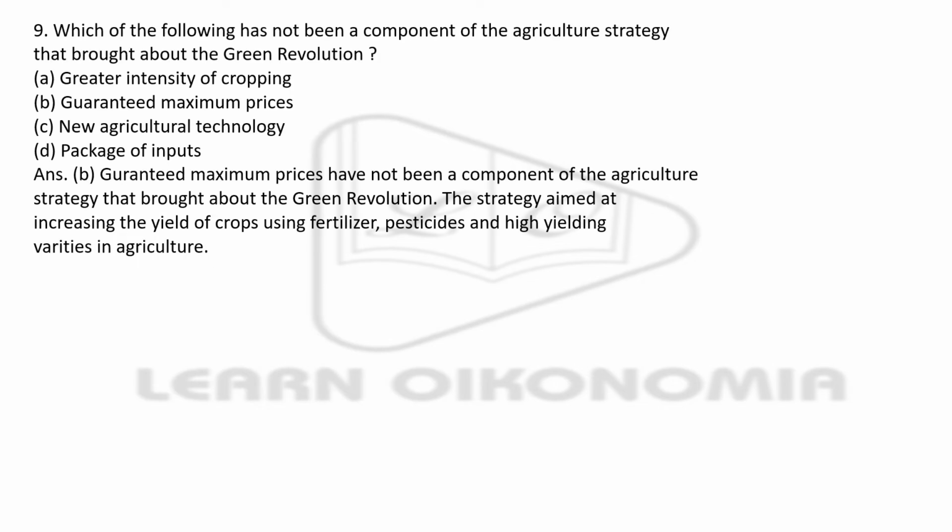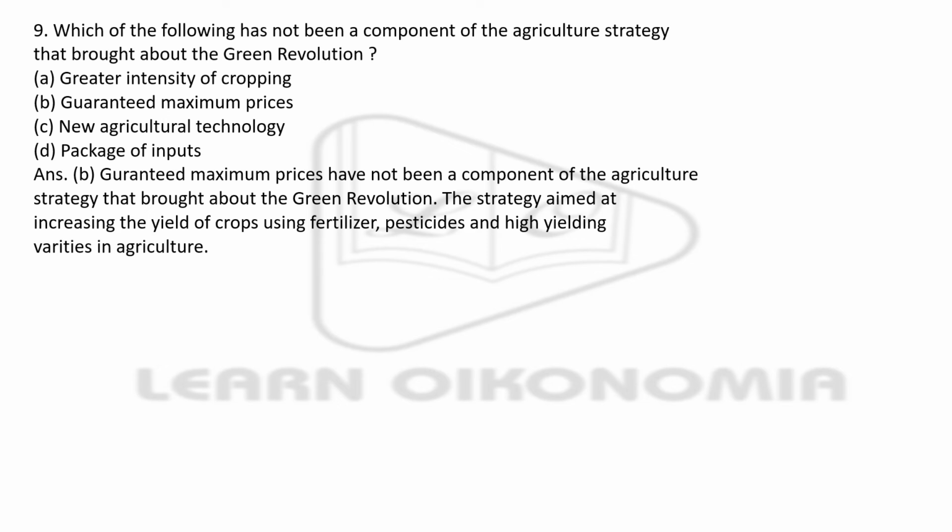Then, which of the following has not been a component of the agriculture strategy that brought about green revolution? Greater intensity of cropping, guaranteed maximum prices, new agriculture technology, and package of inputs. Analyze the options very clearly, with your sense. Application of your sense is very important.